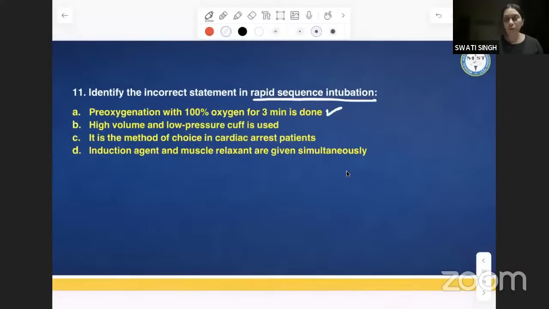Okay, guys. Sorry, a lot of rain. It's raining very badly here at my place. So electricity gone.